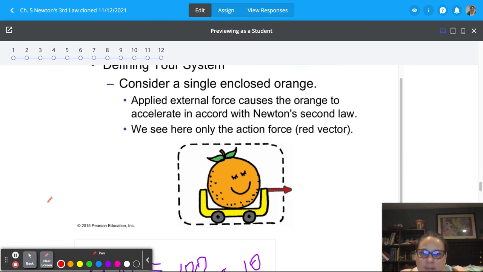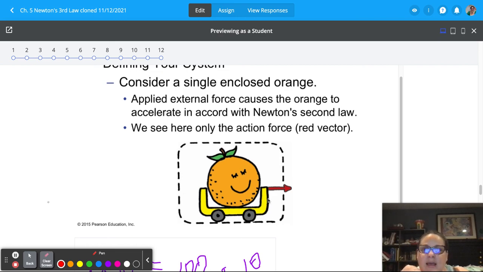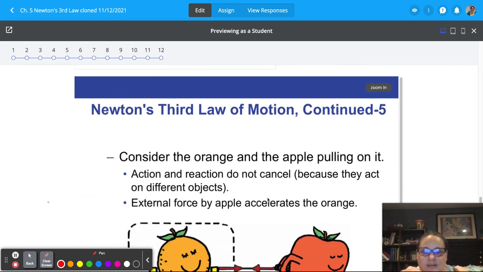I'm going to talk briefly about the rest of the slides here. It's about how you identify your action-reaction forces and whether or not a force is actually making something move. So it's all about defining the system, and just about everything in physics, in science in general. What is the system we're talking about? What are the things contained in one unit of something? And in this case it would be an orange on a cart being pulled by something. And so that would be our system.